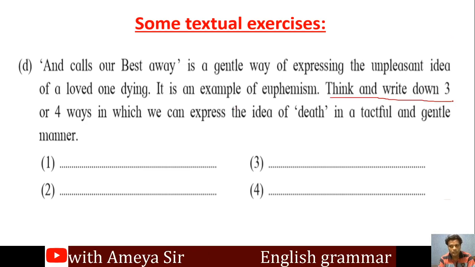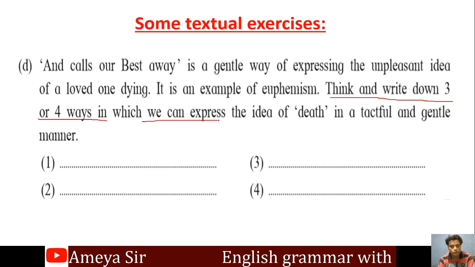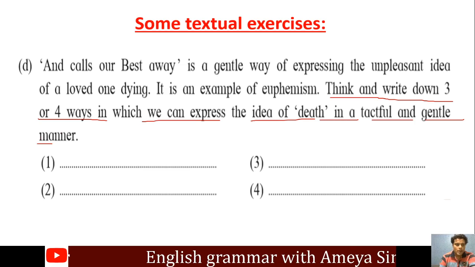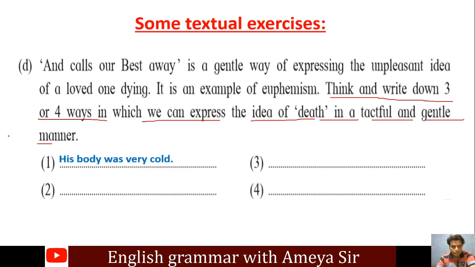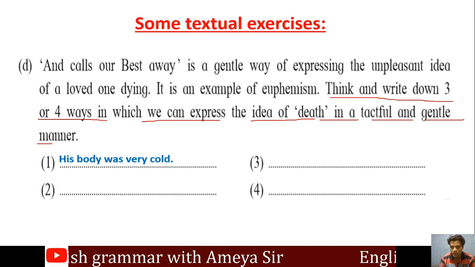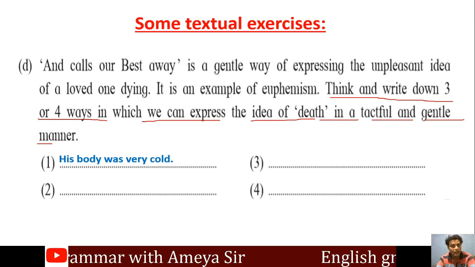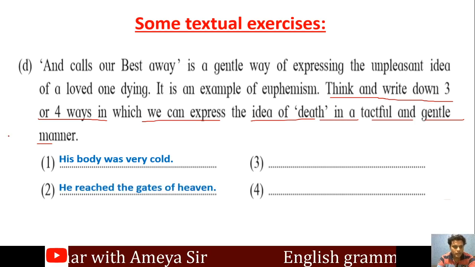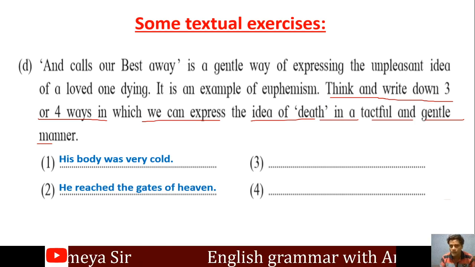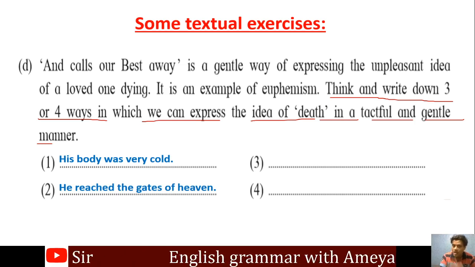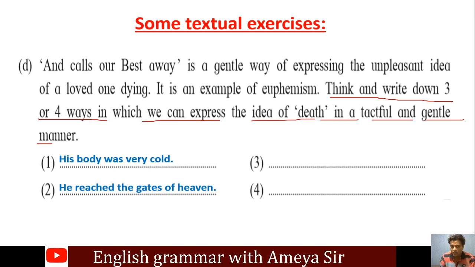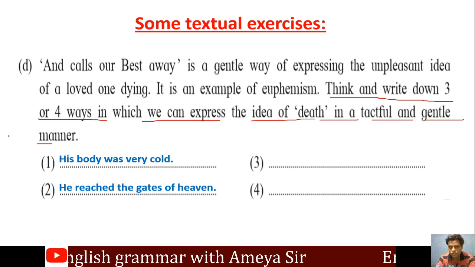They have asked us to think and write down three or four ways in which we can express the idea of death in a gentle manner, in a mild way. So I'm going to provide you with those expressions. The first is, his body was very cold. Now, what do you mean by his body was very cold? Obviously, you're suggesting death here, but in a mild way. The next one is, he reached the gates of heaven. When does someone reach the gates of heaven? Obviously, we are referring to death here, but we are expressing that harsh idea in a mild way. I repeat, we are expressing a harsh idea in a mild way. Otherwise, there's no way that you're reaching the gates of heaven.